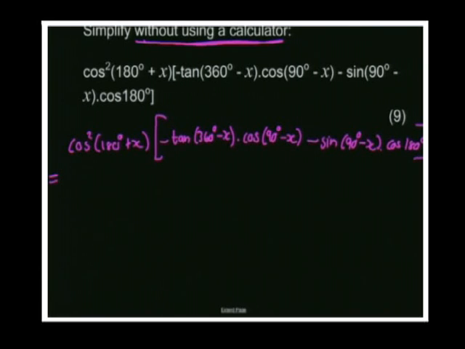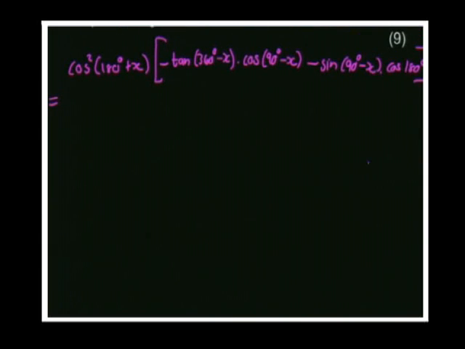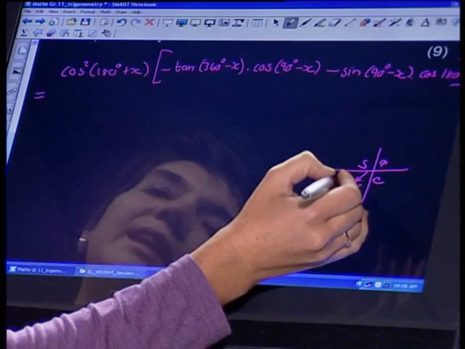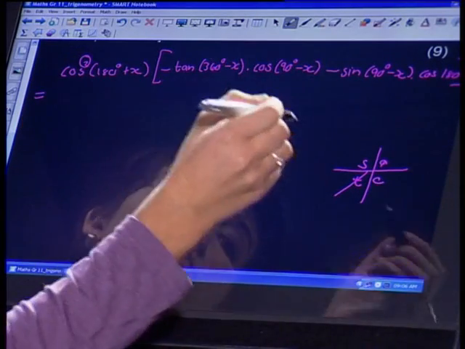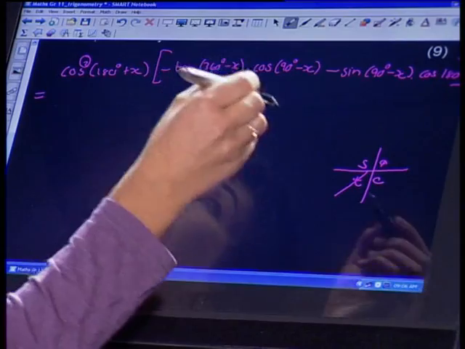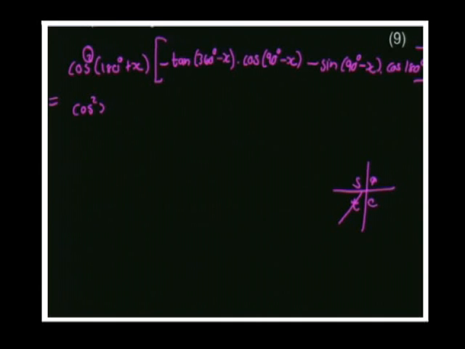Okay, let's start with my first one. I have 180 plus x there. So I quickly draw up my CAST diagram. 180 plus is in the third quadrant. Is cos positive or negative there? Definitely negative. But that square tells me it's twice negative. So it's negative cos, which means that changes to positive cos squared x. The minuses cancel out.